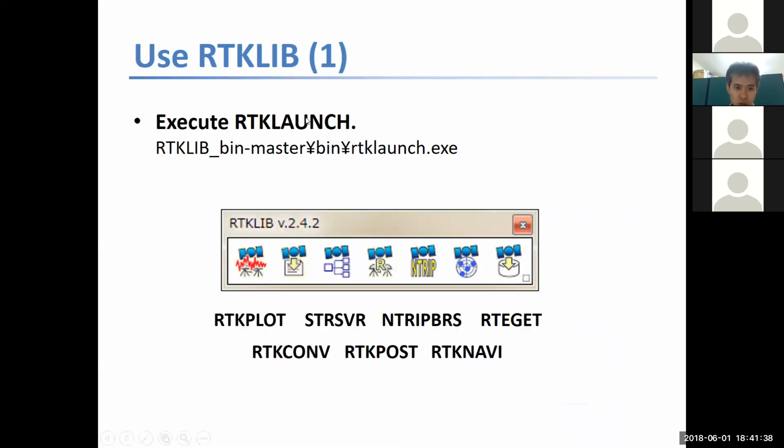So execute RTKLAUNCH. This is version 2.4.2. There are seven applications. RTKPLOT is just a plot application. RTKCONV is the conversion from binary data to RINEX data. STRSVR is the communication tool. And RTKPOST is post processing, and NTRIP. Sorry, I never use this one. RTKNAVI is a real-time RTK, and RTKGET. Sorry, I don't use this one. After you launch rtklaunch.exe, you will see this one.